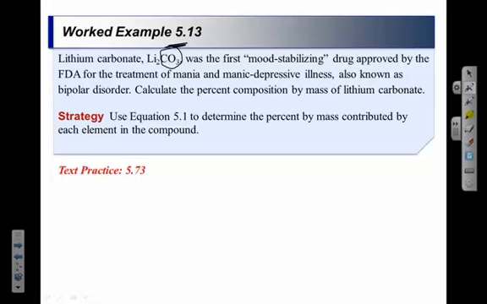So if we want to know that a patient's getting a certain amount of lithium, we would need to know, if we're giving them the lithium carbonate, how much of that is actually lithium, so that they're getting the right amount. So we would want to know, if you have a gram of this lithium carbonate, how many grams of lithium are you actually getting? So the percent composition gives us that relationship. Once we calculate it, we can use it as a relationship for further calculations if we wanted to.